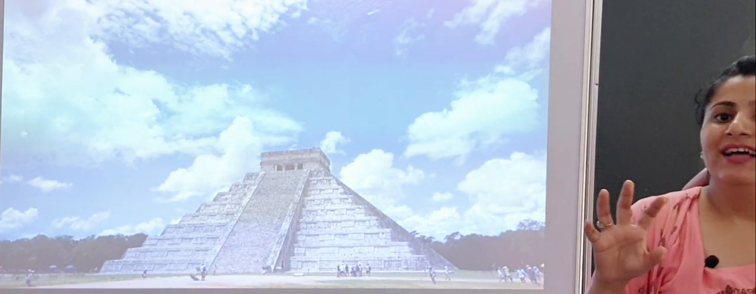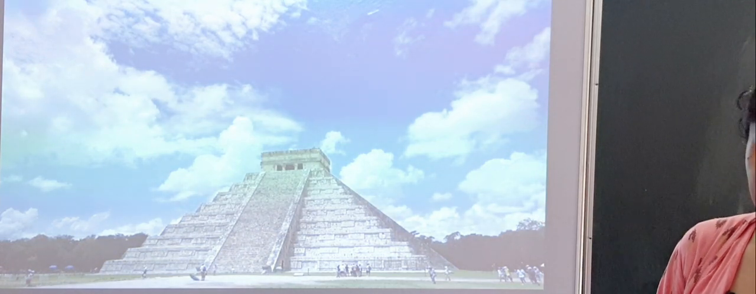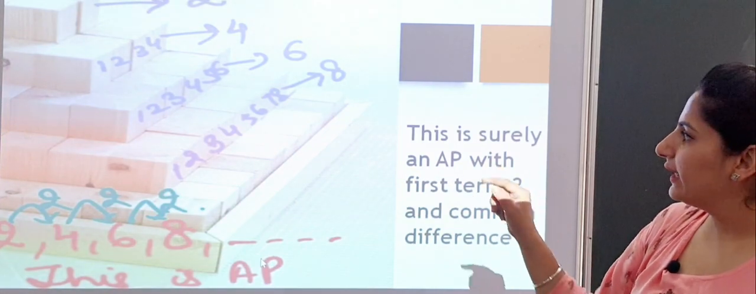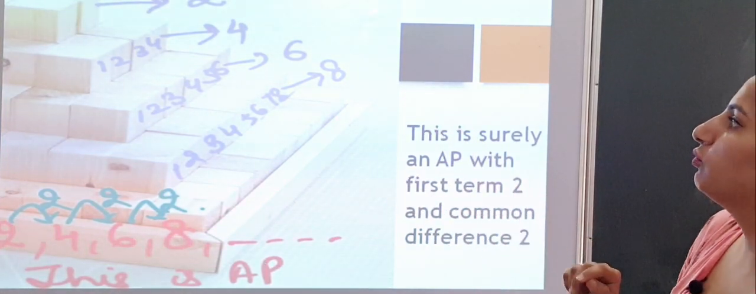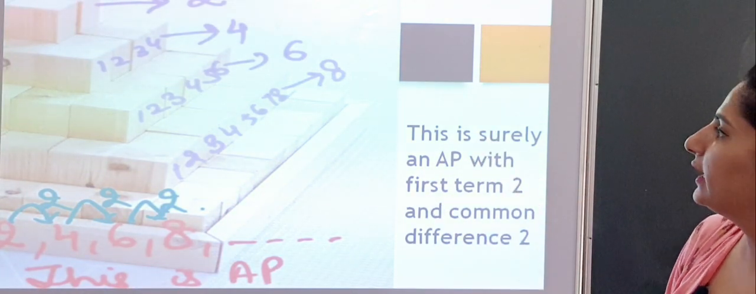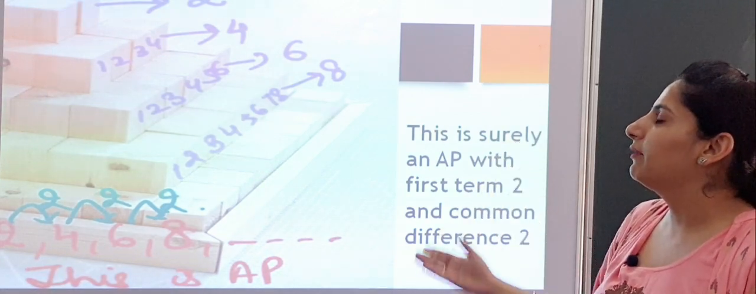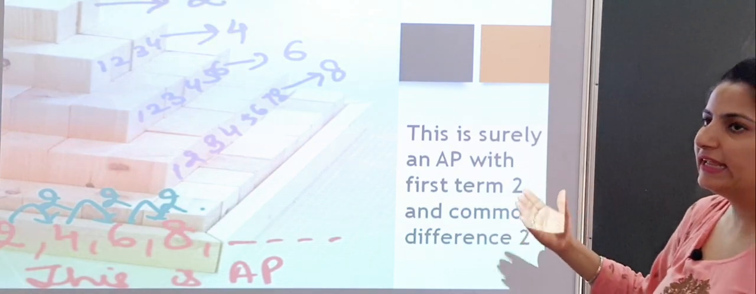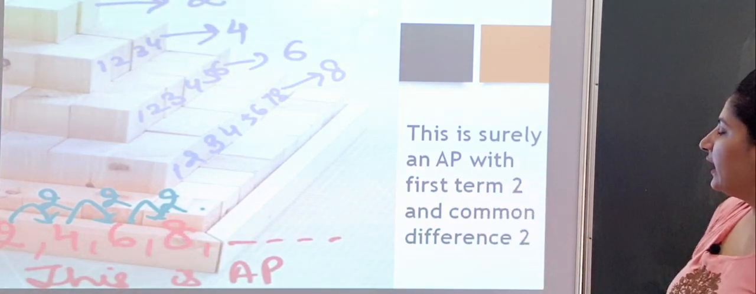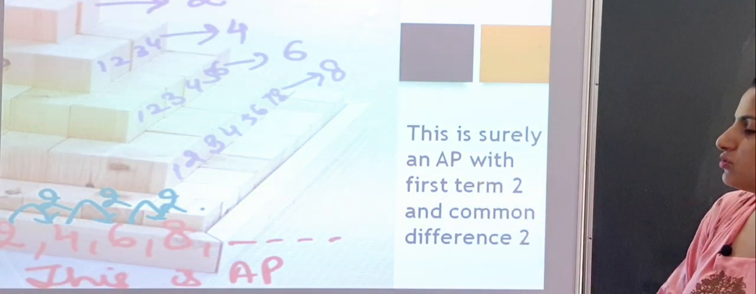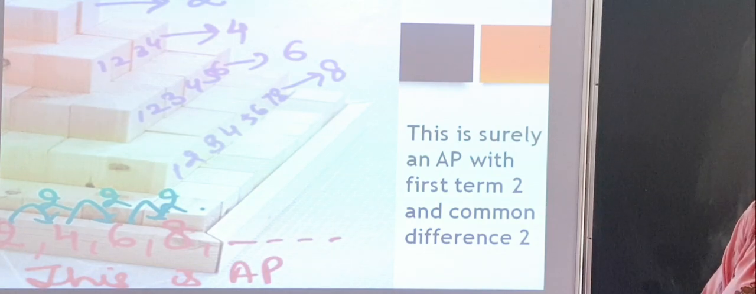You can see here that it is like a building where every time the blocks are increasing. This type of figure you have seen closely since childhood. I am seeing one side view of the building. The first step has 2 blocks, then the next step has 4, then 6, and similarly 8, and so on. So this is surely an AP with first term 2 and common difference 2: 4 minus 2, 6 minus 4, so it is 2.